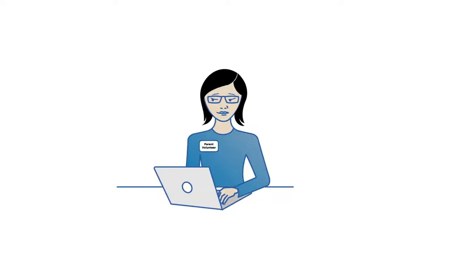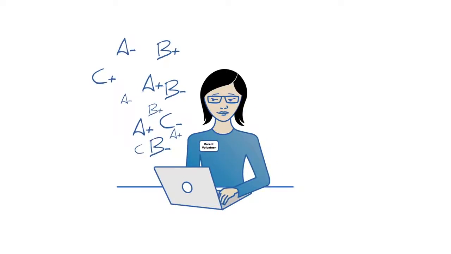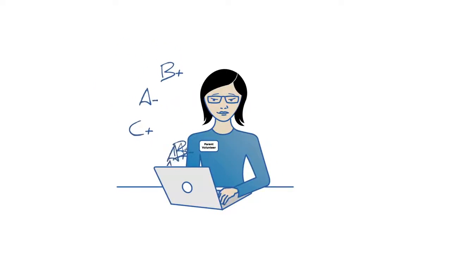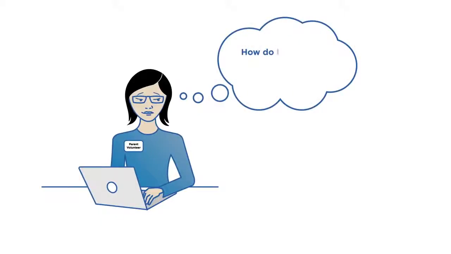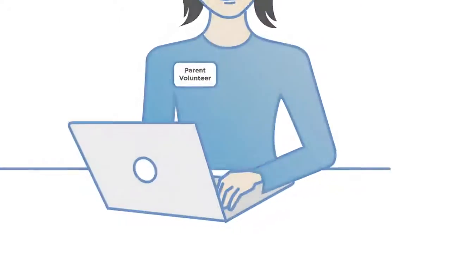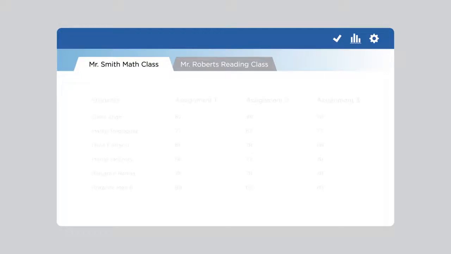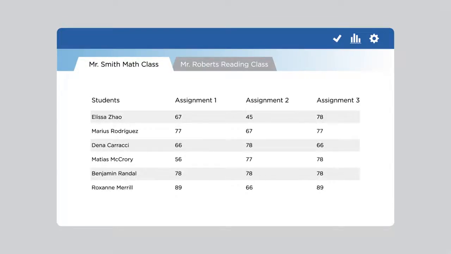PII. For example, let's say you're helping a teacher enter course grades into the district's computerized student information system. The students' grades in this system are protected as education records under FERPA. What can you do to protect the student information and keep it confidential? FERPA requires the school to use reasonable methods to ensure you only gain access to the PII from students' education records that you need to perform your volunteer duties.